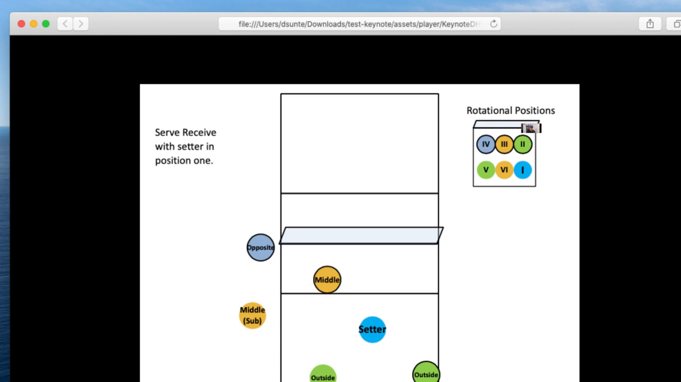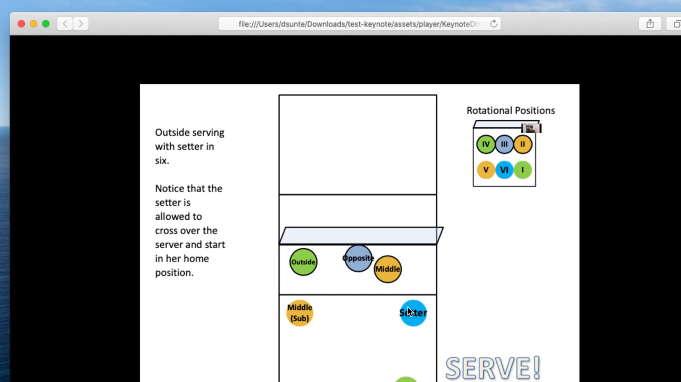Everybody goes back to their position. Middle hits the coverage. Outside may go back out there. Setter may come back. So you're seeing a couple of things happening in this case. So now let's take a look at when the outside serves.